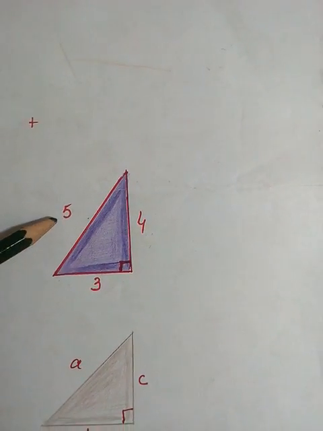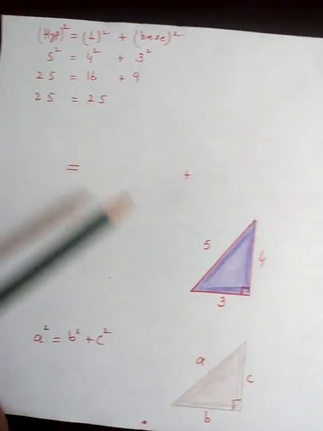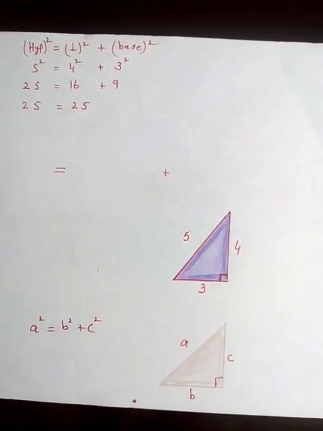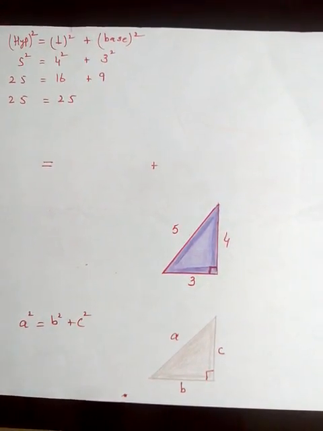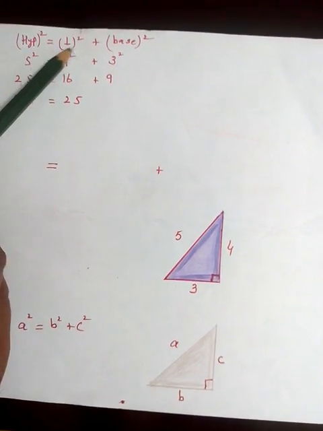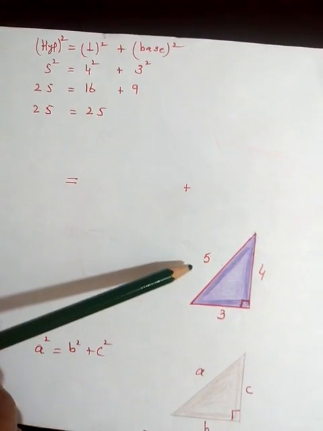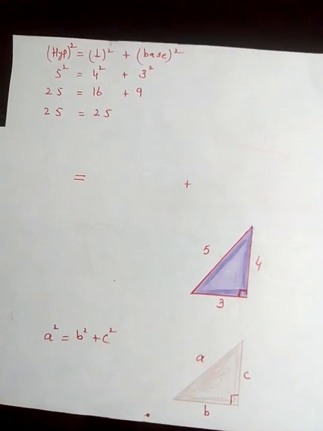If we add, the hypotenuse 5 is not equal to 4 plus 3, they are not equal, unless we take a square of all the sides. According to the Pythagoras theorem, hypotenuse square is equal to perpendicular square plus base square, or simply you can say that hypotenuse square is equal to the sum of squares of the other two sides.